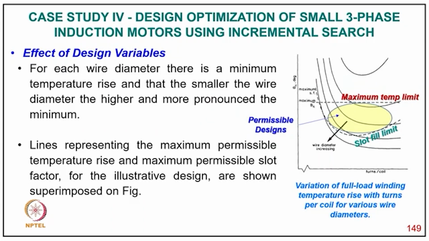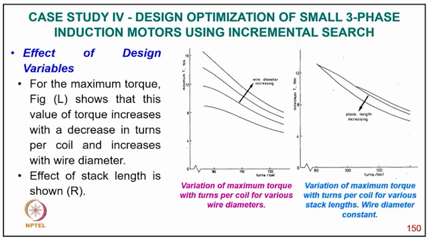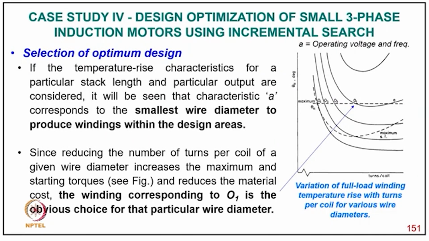So you can see not more than 3-dimensional values here. For each wire diameter, there is a minimum temperature rise, and the smaller the wire diameter, the more pronounced the minimum. So a line representing the maximum permissible temperature and the maximum permissible slot factor are shown superimposed on the figure. And similarly, these are the sensitivity analyses of all these 3 parameters, and then this is the selection of the optimized design.